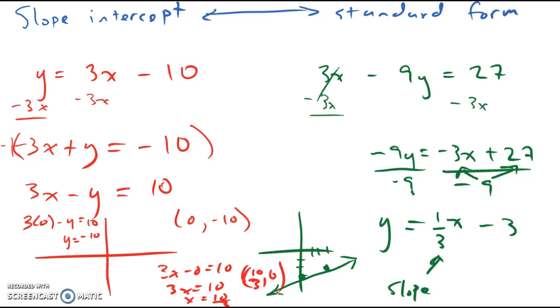So when we plot it, we're going to do 0, negative 10, which is way down here. And then this is 3 1/3, 0. So 3 1/3, 1, 2, 3, we'll say. 3 1/3 is about there, 0. And then we're going to connect the dots, and that's what our graph is going to look like.